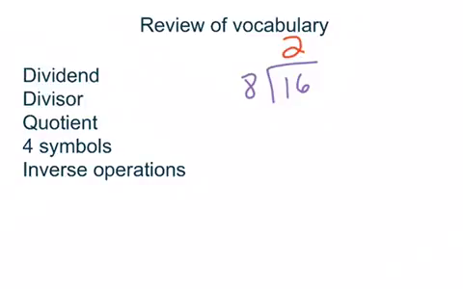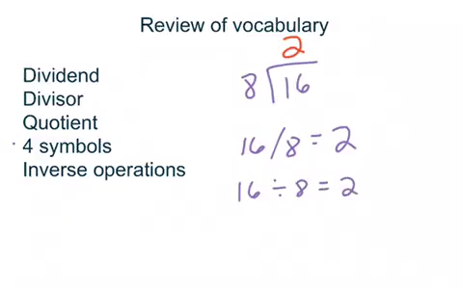If I write this in the different symbols or methods of division, this could also be written as 16 divided by 8 equals 2, and 16 over 8 equals 2. And in all of these, my 16 dividend is a number that I have that I'm splitting into equal sized groups. My 8 is a divisor. That's the number that's doing the dividing. It could either represent how many I'm putting into a group or how many groups I'm splitting my dividend into. And my 2 is my quotient, or the answer to a division problem.